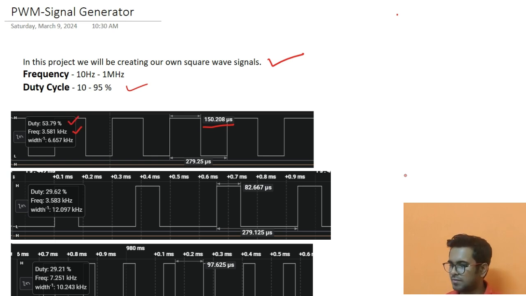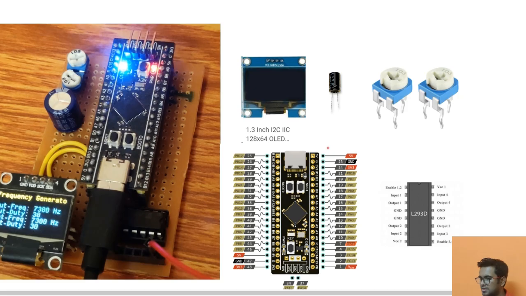Likewise, there are multiple waves that I have generated using the frequency generator and captured using the logic analyzer. Let's now see the different components that we are using here. This is the actual board. I am using one capacitor and two resistor pots. These are 10k resistor pots, and one capacitor. This is just to make sure that the incoming voltage doesn't have any fluctuation.